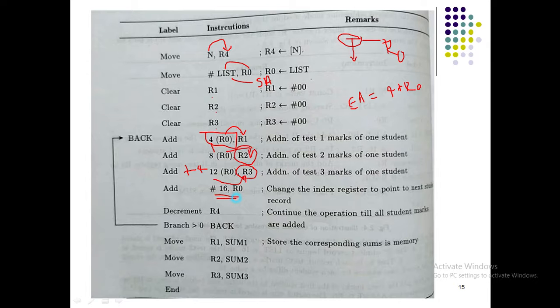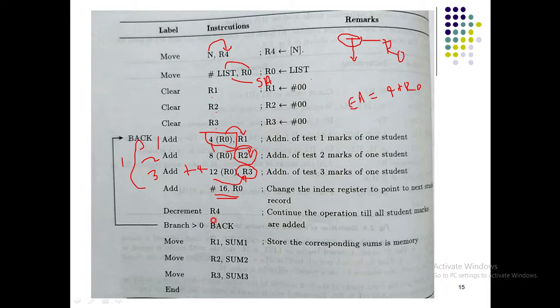Similarly, the last one is what now? Add hash 16 R0. Why this, friends? Very simple. Because we have considered the first test, the second test and the third test. So all these details are of 1 student. Next, we want to do the same thing for the next student. So that's why it is 16 R0.